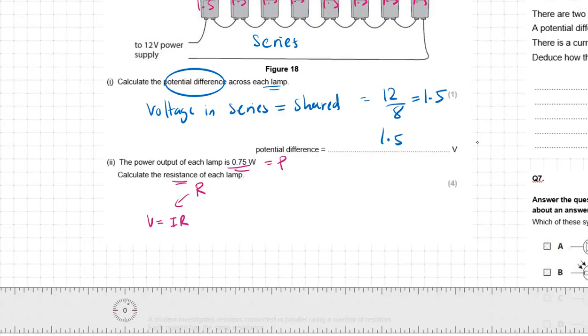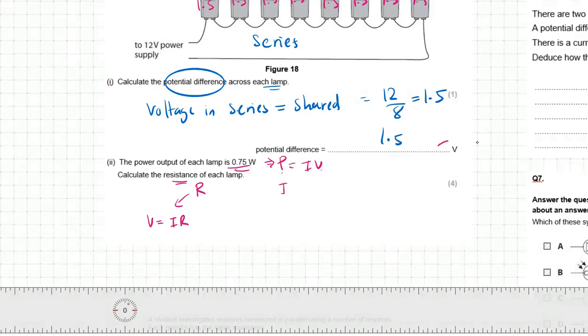Now we know V previously. We already worked this out. However, we have no idea about current. Can we work out current? But we don't know this one. Now let's go back. What equation has power? Power is equal to IV. Now we know power, we know V. We can easily work out I.